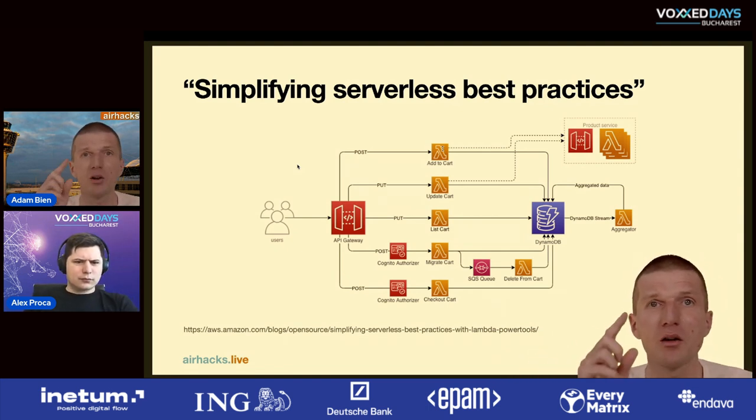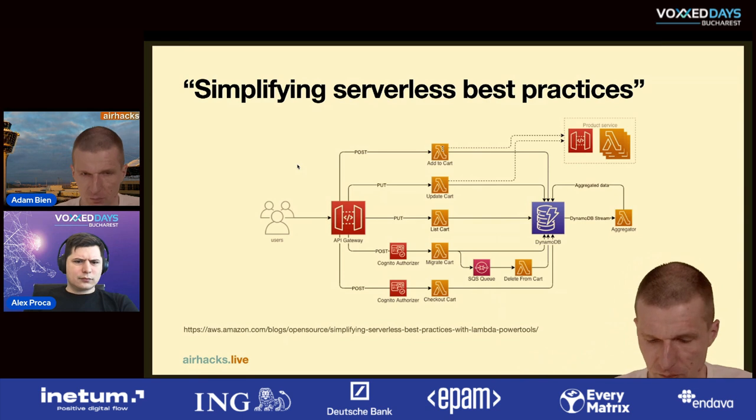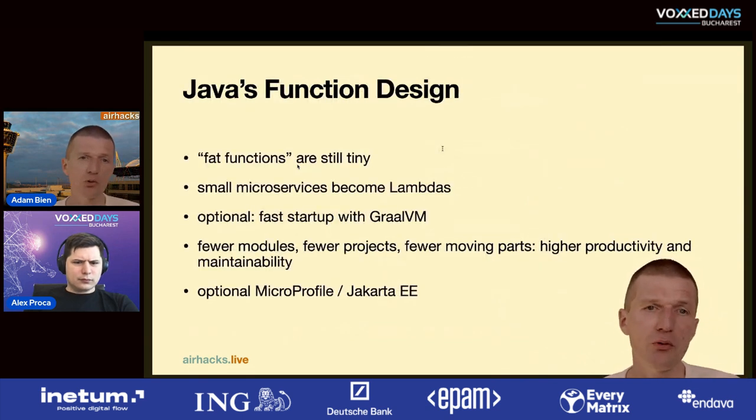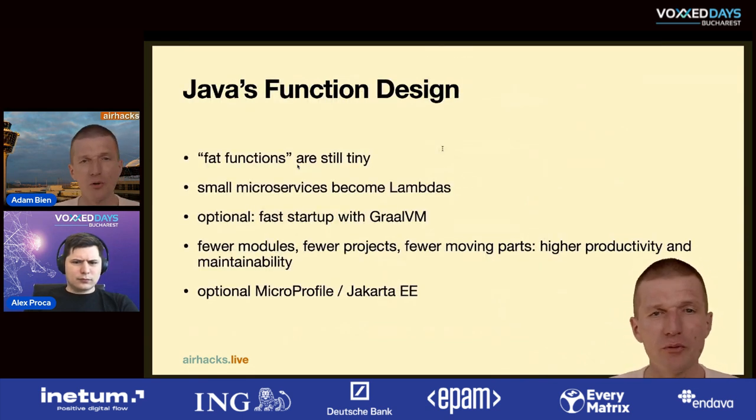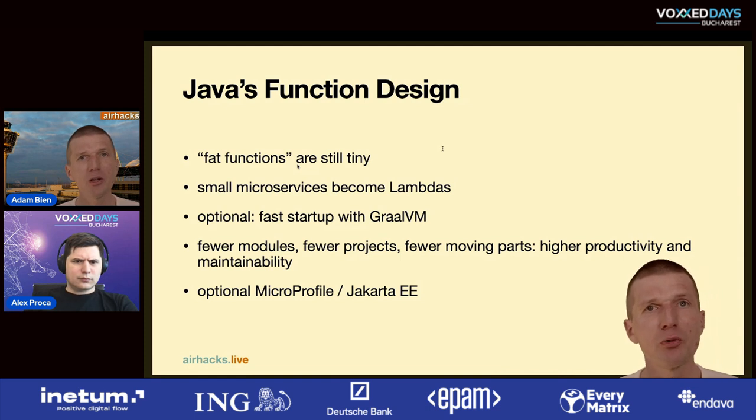And we have 1 Lambda per microservice. Okay, so this was my Java function design. From a Java perspective, I would say just create fat functions or oversized functions. This is the best practice. I wouldn't create one function with GET and one with POST.